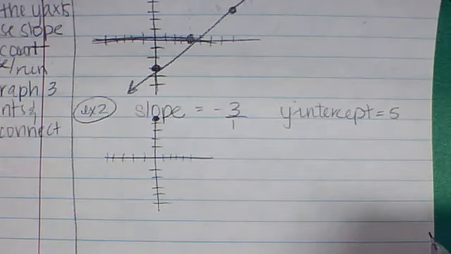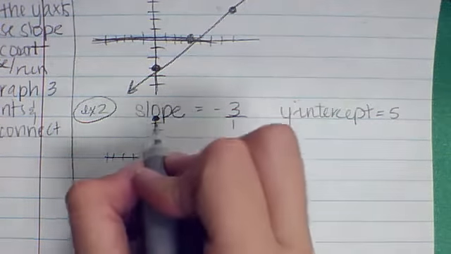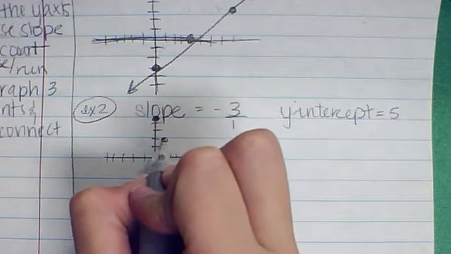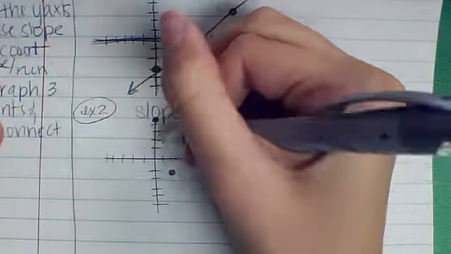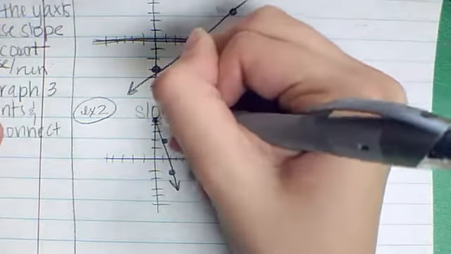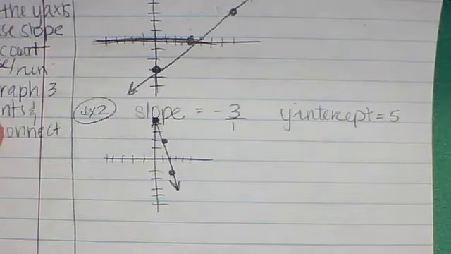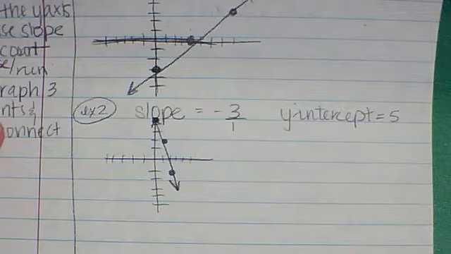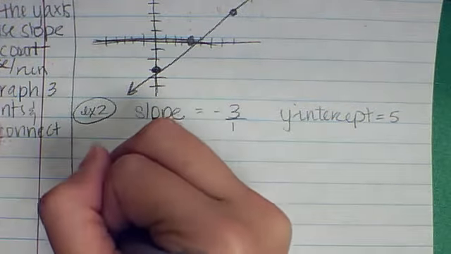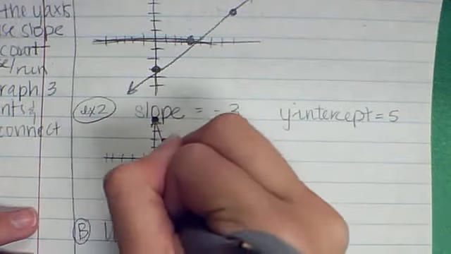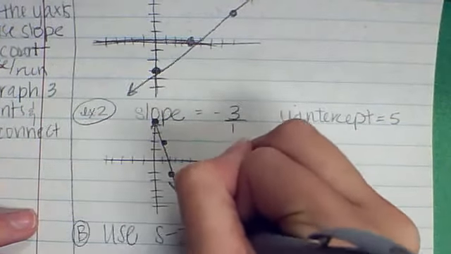And then my slope is -3 over 1, so I'm going to go down 1, 2, 3, and over 1. And do it again. Down 1, 2, 3, and over 1. Notice that when I go over, I'm always moving to the right. Okay, that's very important. You should be doing that as well. And then I've got a line, so I've got everything I need. My graph is done.